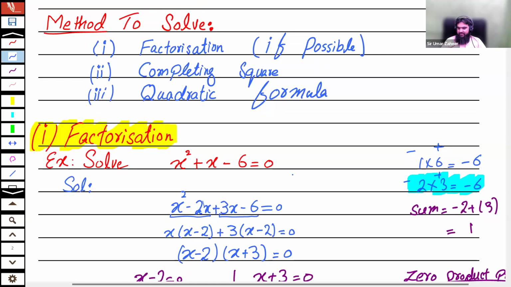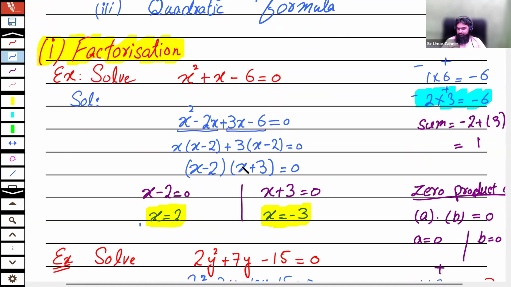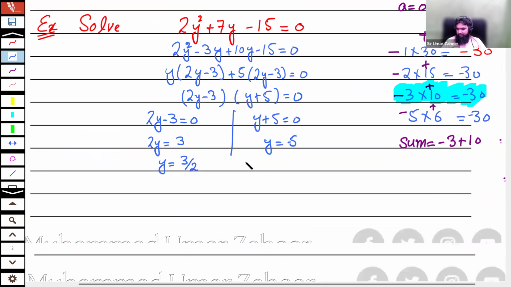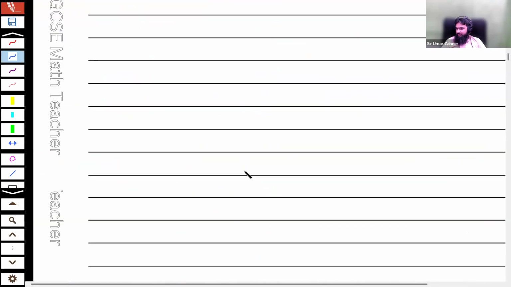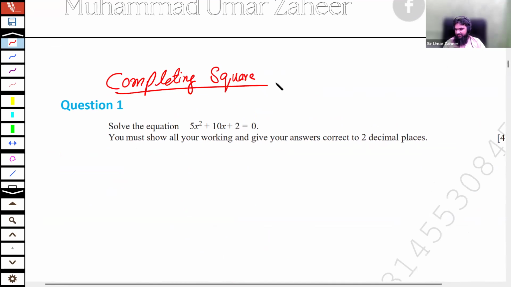Right. Now we have to go for the next method, that is the completing square method. So let's go down. I already had the worksheet here. Now I'm just going to do this question by the completing square method. By the completing square method, you can solve each type of quadratic equation.